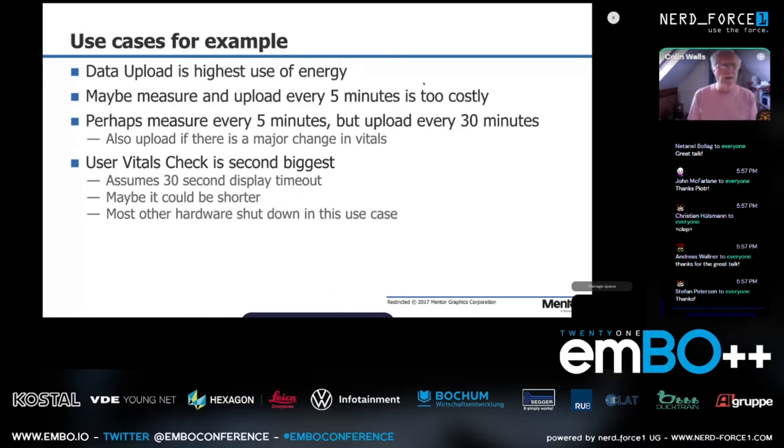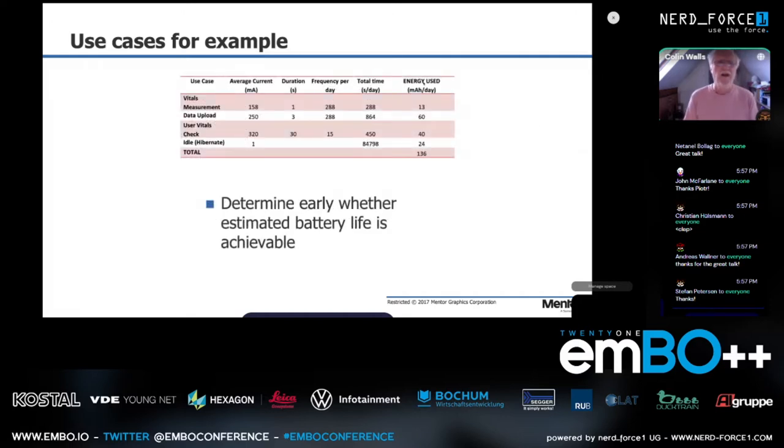Another aspect of the device, which is quite expensive, is the user vitals check. If we go back again to look at the third item down, it uses 320 milliamps. It takes 30 seconds to do. And we're guessing that the user will do it probably a couple of times an hour, maybe not quite as often as that. And that uses quite a lot of energy.